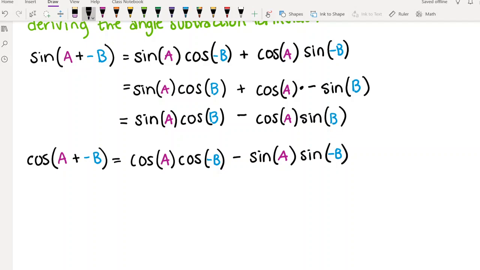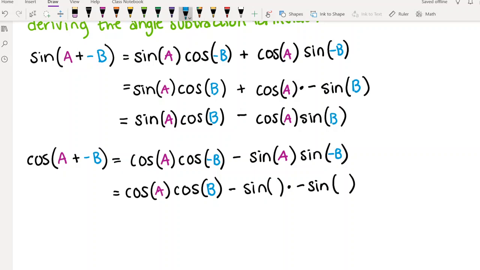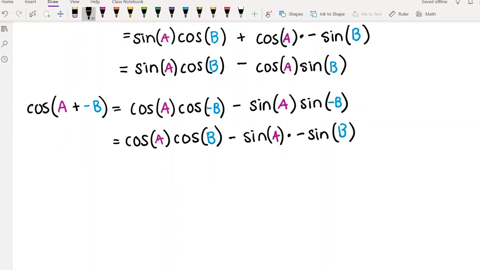Another way to write cosine of negative B, as we talked about in the last one, because cosine is an even function, cosine of negative B is the same as cosine of B. And then sine of A stays the same, and sine of negative B is the same thing as negative sine of B. So now we can rewrite our formula, and it's going to be equal to cosine of A, cosine of B. Now it becomes plus, because we have a negative times another negative, sine of A, sine of B.